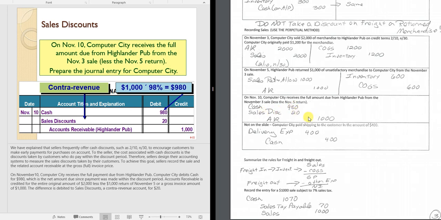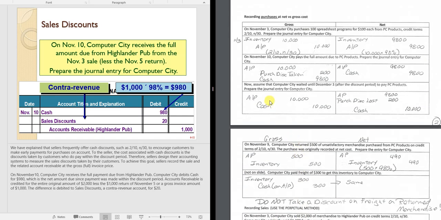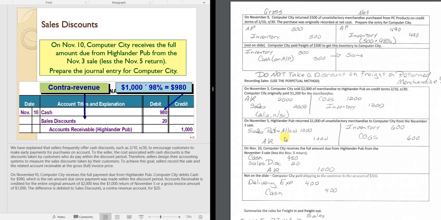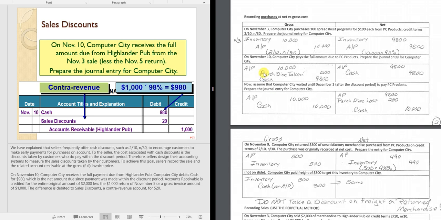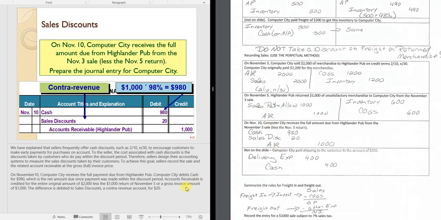So make sure you spend a little time asking yourself, okay, did we sell it or did we buy it? Because if you sell it, it's a sales discount. If you buy it, it's a purchase discount. So make sure you call them the right thing, because purchase discounts are netted with purchases or inventory, and sales discounts are netted with sales. Okay, just a few other things on here.